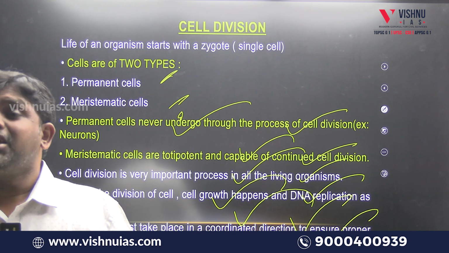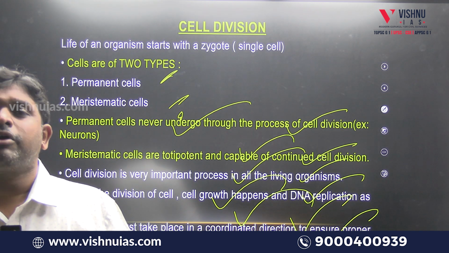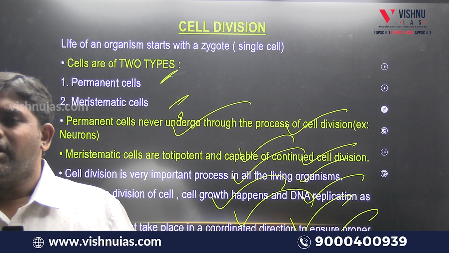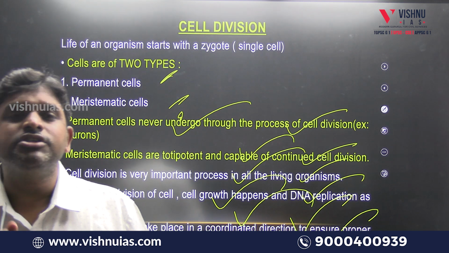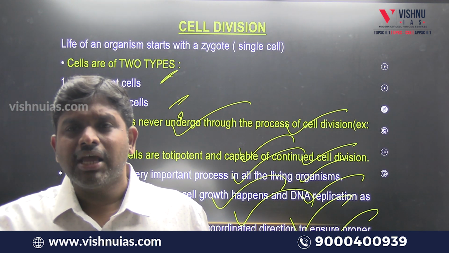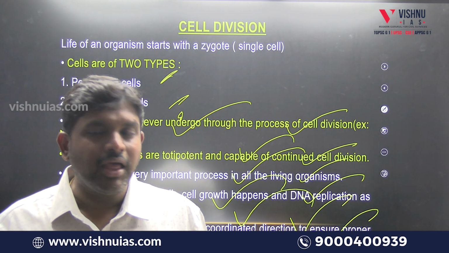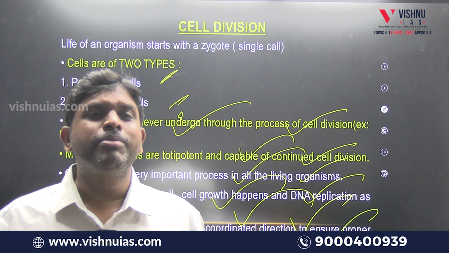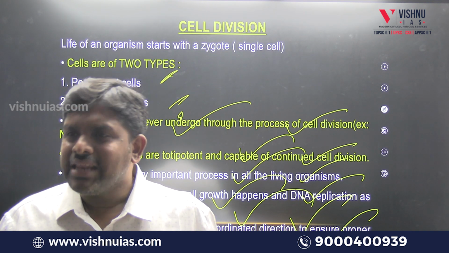So cell division is a permanent process. Every second, a million cell divisions happen in the human body. So cell division is a permanent process in the human organism, in plants, in animals.